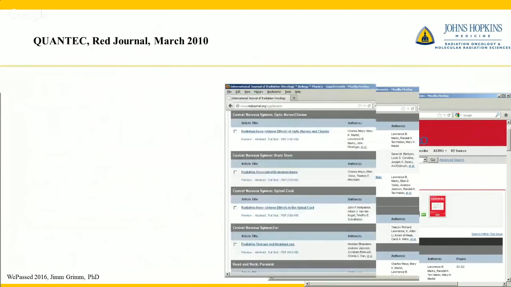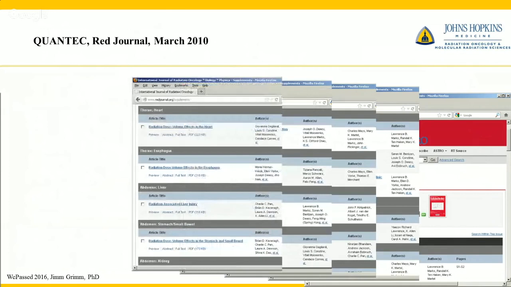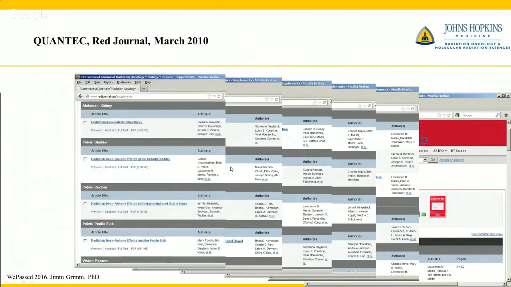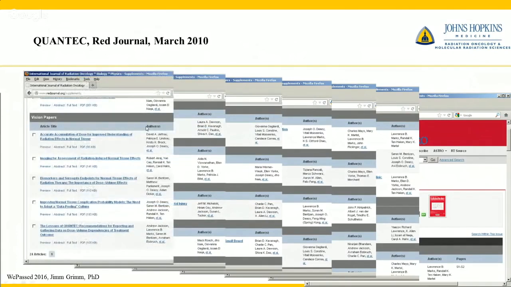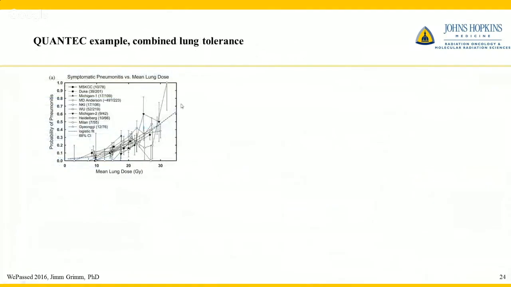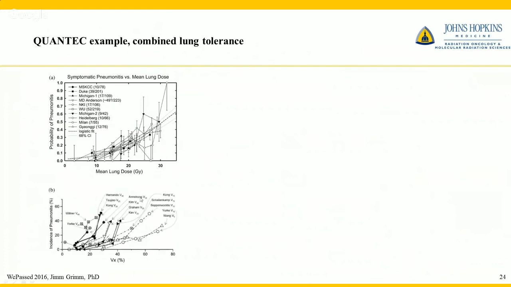QUANTEC was a full issue of the Red Journal, 16 articles: esophagus, heart, spinal cord. It's just phenomenal detail. Here's an example: mean lung dose, 10 dose response models, and then an aggregate model. It's hundreds of patients worth of data from 10 different institutions. And they also did the VX, like V20 gray, V30 gray.